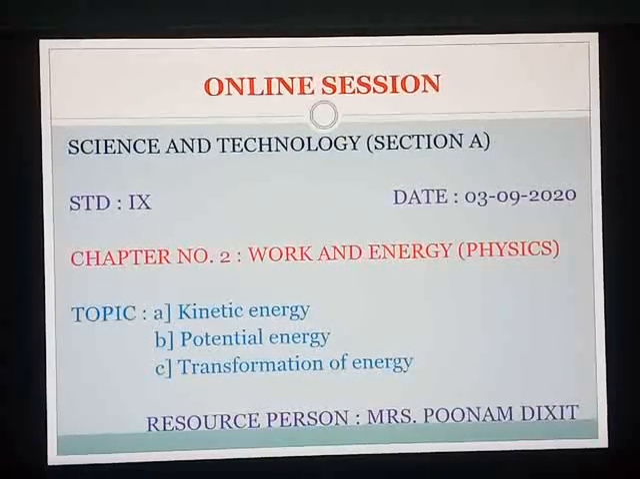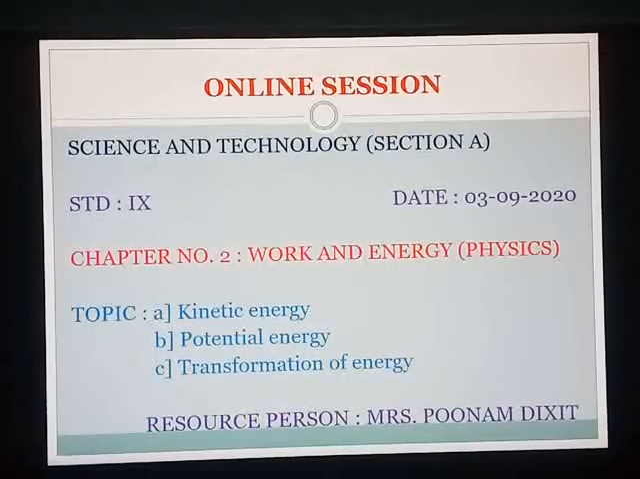In our previous session, we had started with the chapter Work and Energy, a chapter from physics. We had studied the concept of work. What is work? What are the different types of work and the derivation for work? Then we had just started with the introduction to energy.